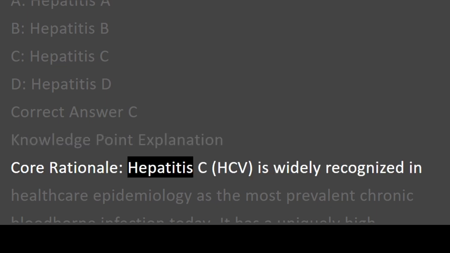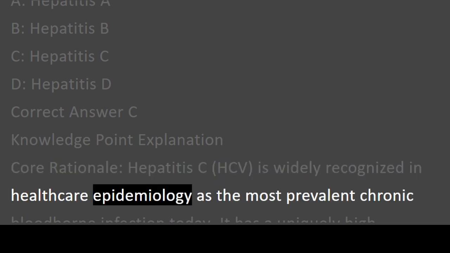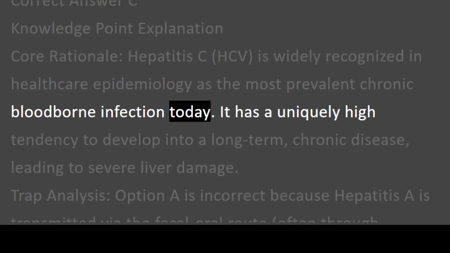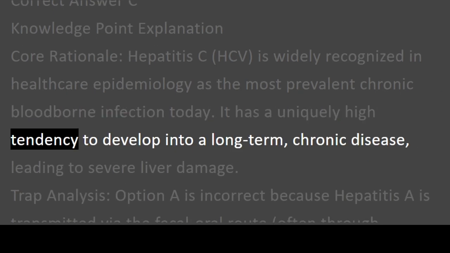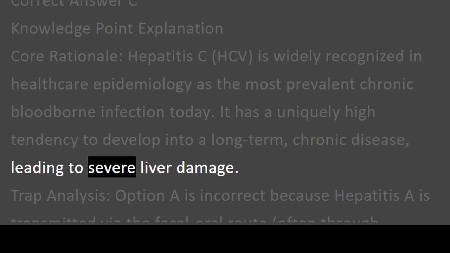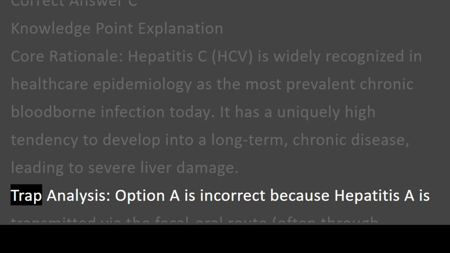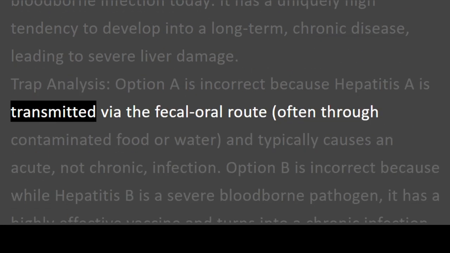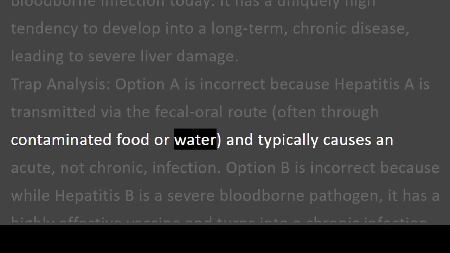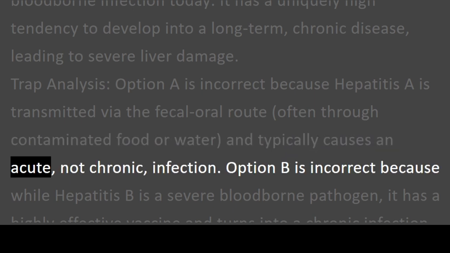Knowledge point explanation. Core rationale: hepatitis C, HCV, is widely recognized in healthcare epidemiology as the most prevalent chronic blood-borne infection today. It has a uniquely high tendency to develop into a long-term, chronic disease, leading to severe liver damage. Trap analysis: option A is incorrect because hepatitis A is transmitted via the fecal-oral route, often through contaminated food or water, and typically causes an acute, not chronic, infection.